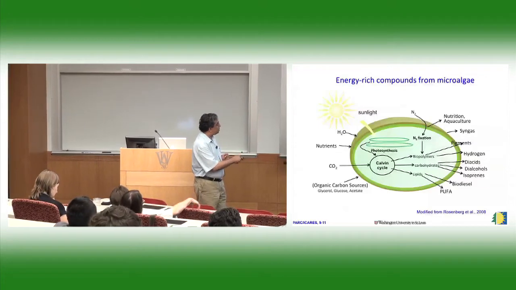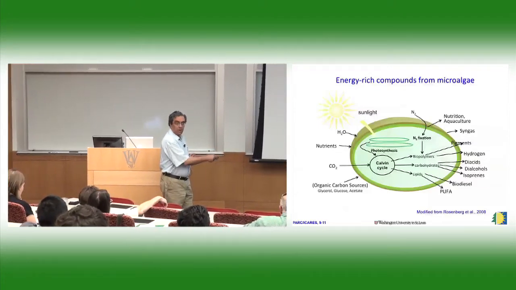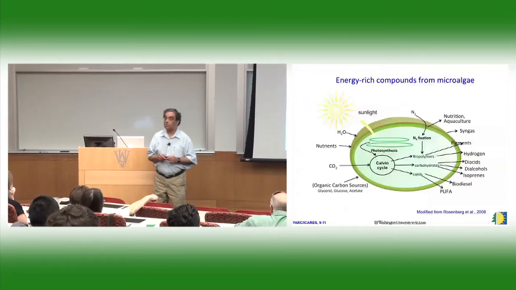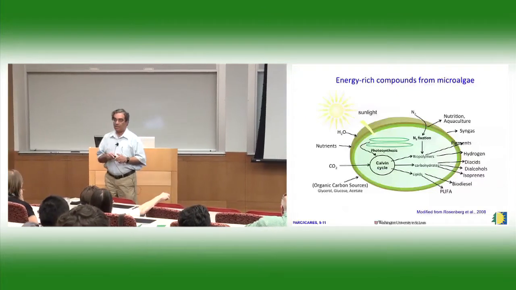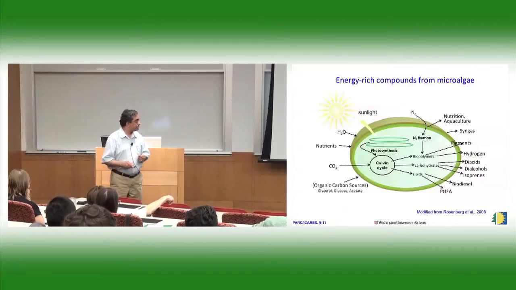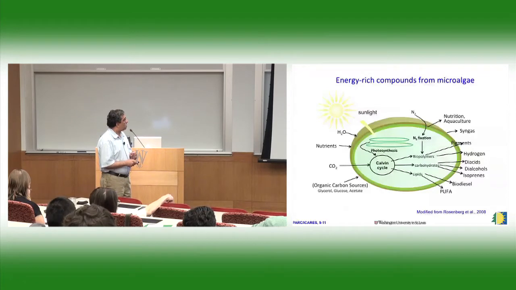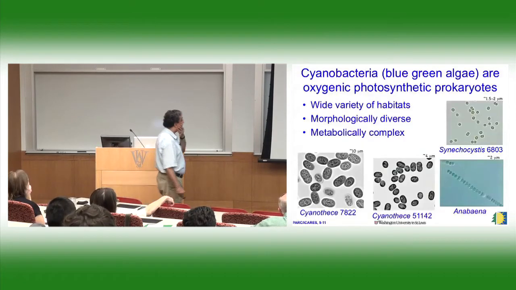So these are the inputs. And the outputs are all of these. All of these are possible, and most of this has been shown to be producible by algae. Okay? So algae as factory, here are the energy-rich compounds that can be made by algae.